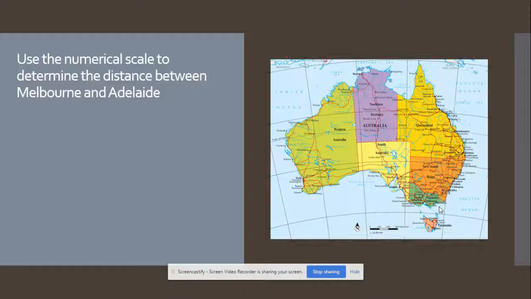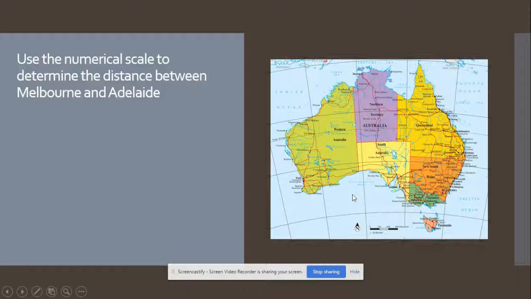Right, there's the map of Australia. Using the numerical scale to determine the distance between Melbourne and Adelaide. Okay, so here you've got your scale. That's 0, 200, 400, 600. So that distance there is 200 kilometers. Okay, and it says 1 is to 28,000,000. I can't see it properly. And there you've got north.